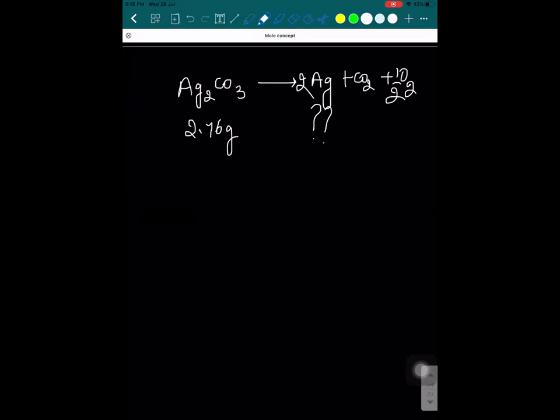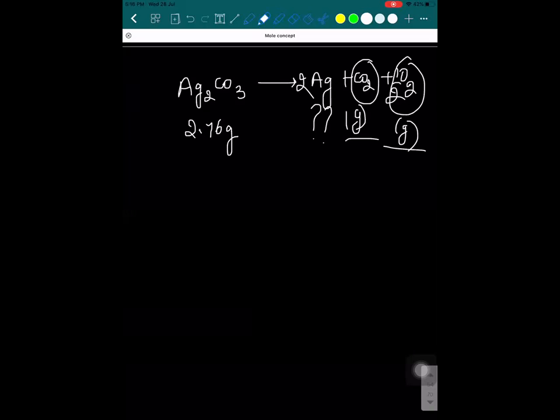Ma'am, how is 2Ag a residue? Because CO2 and half of O2 are gases. They will escape from the reaction. They will fly away. What is left then? Silver, na? That's why that is the residue. Got it, Monish? Yes or no?